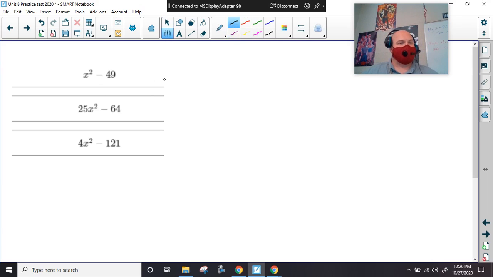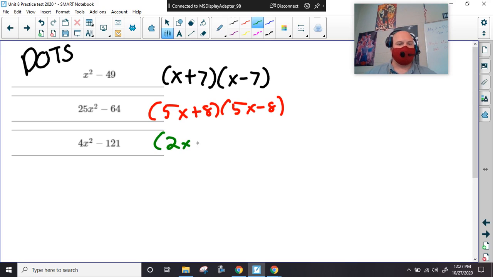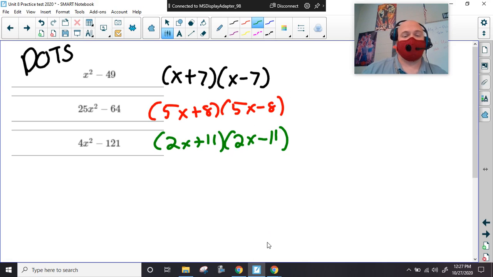All right. Yes, remember these three problems. You're still going to have three problems that are the difference of two squares. Okay. x plus 7, x minus 7, 5x plus 8, 5x minus 8, 2x plus 11, 2x minus 11. Okay. Basically, that's it for the test.